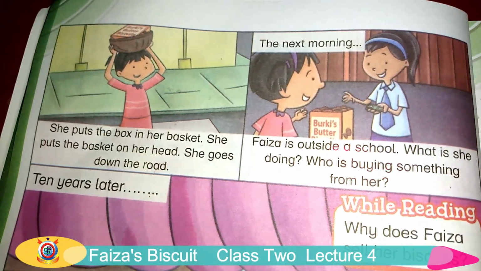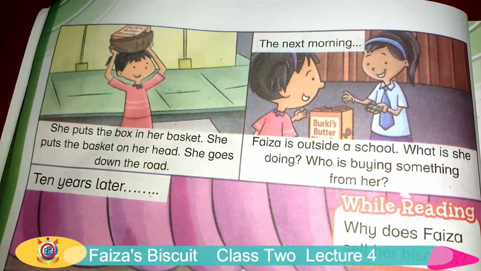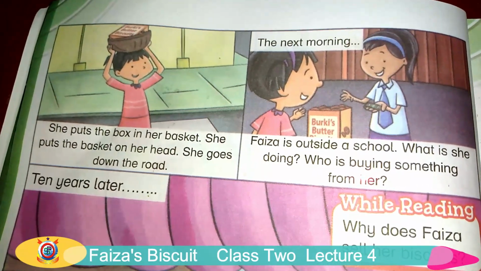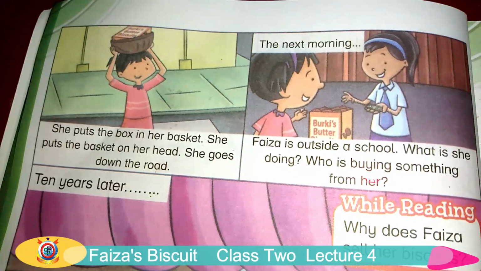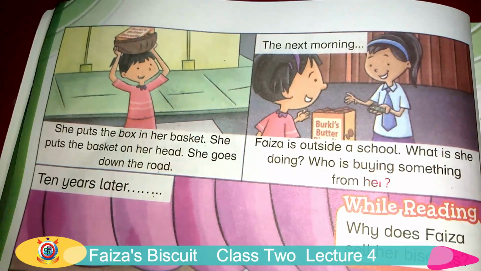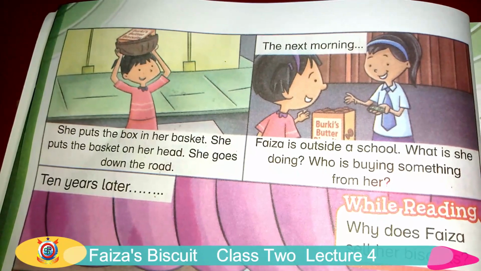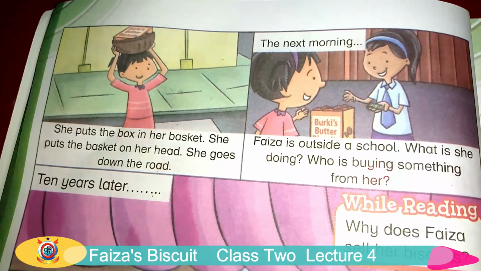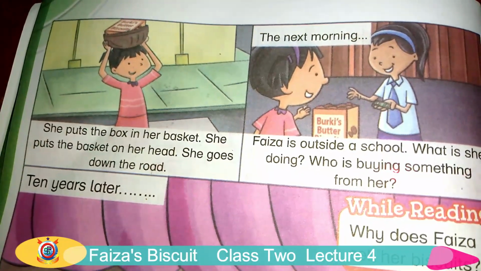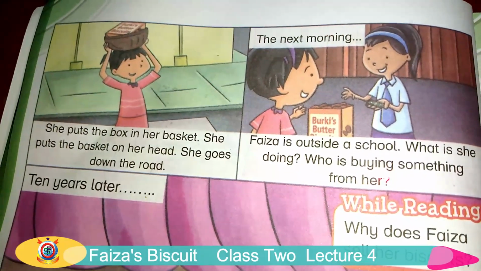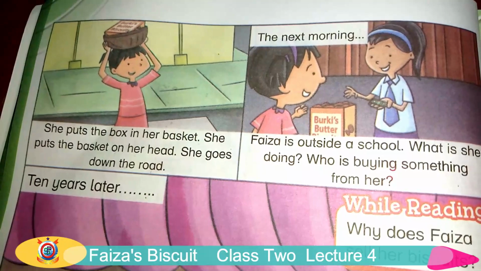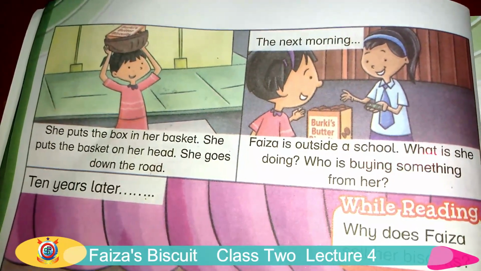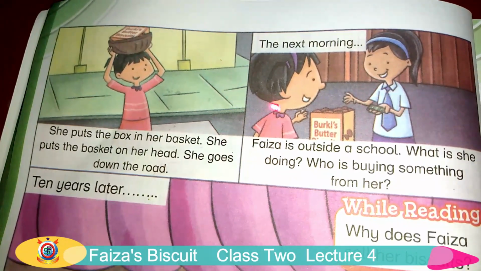Okay, what's the meaning of buying? Buying means to get something by giving money. You go to the canteen and you go to the shops to buy something. At that time you give the money to the shopkeeper and he gives you whatever you want.